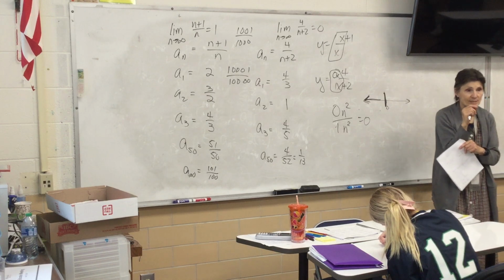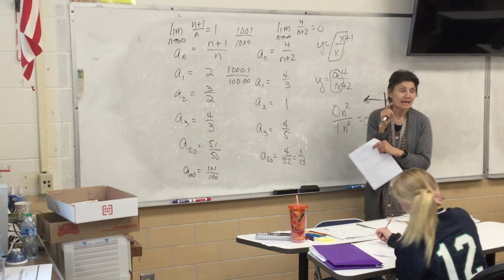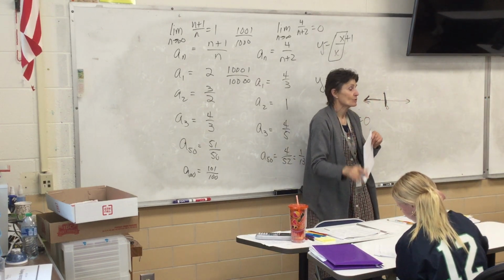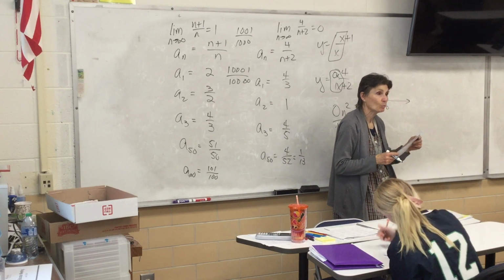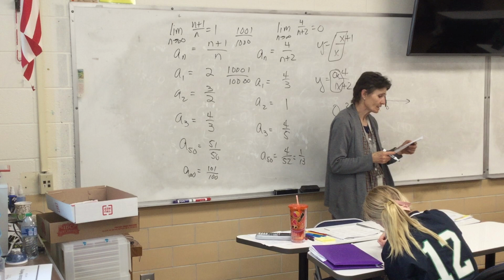Can you have 8 over 0? No. And if you can't have it, then you can't have a limit. So there's no limit. It's called divergent. That's the math word for that.